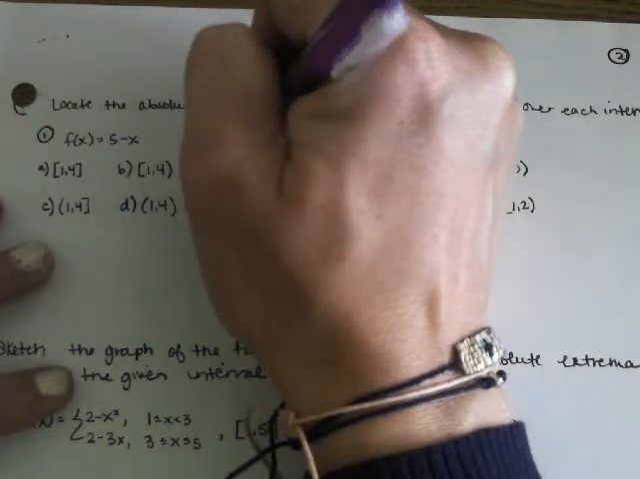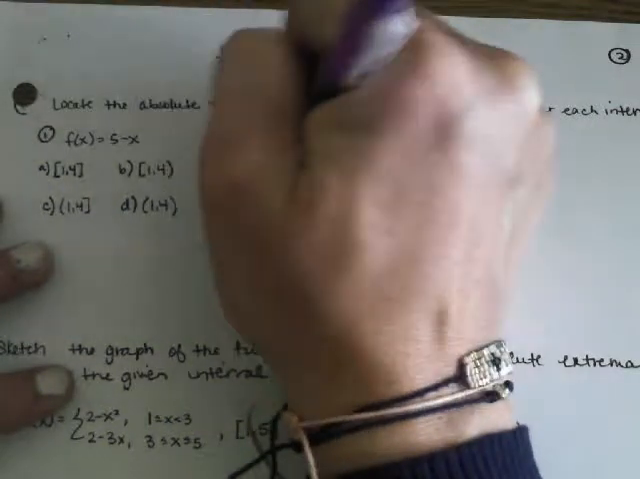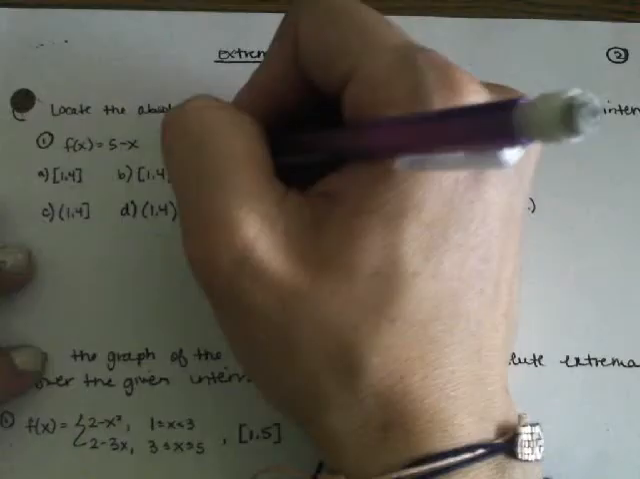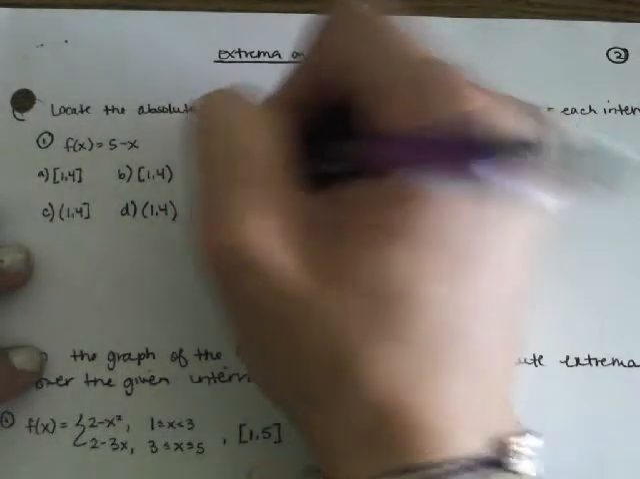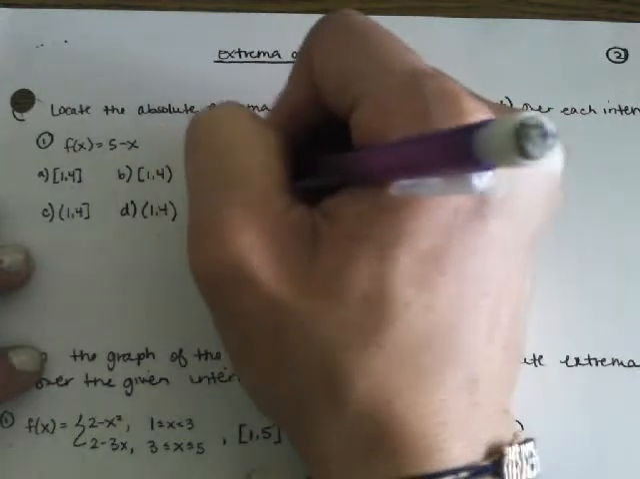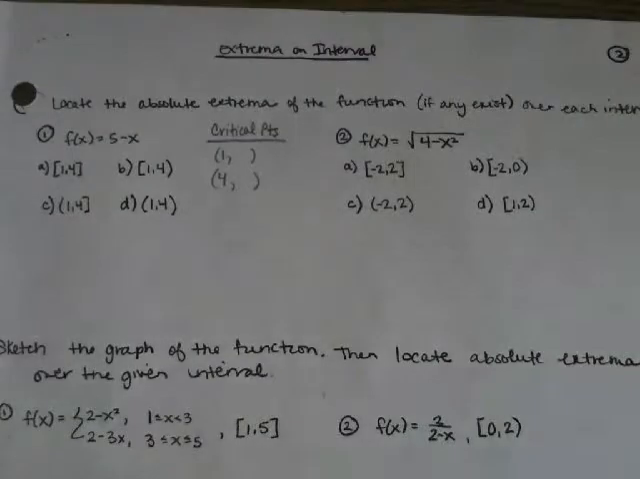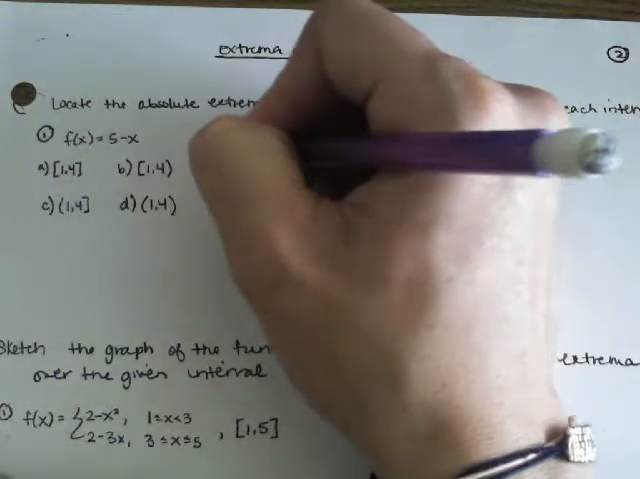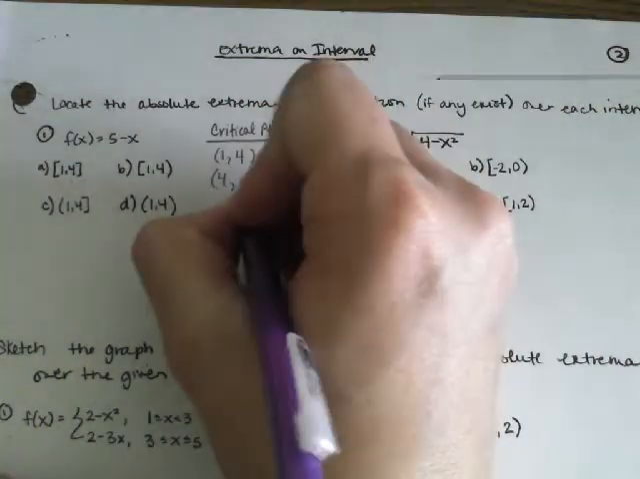We'll come up with our critical points, starting with the endpoints, which depending on which part we're on, some of which we will be able to use and some of which we won't. But 1 comma something and 4 comma something. If you plug in 1, 5 minus 1 is 4. And if you plug in 4, 5 minus 4 is 1.